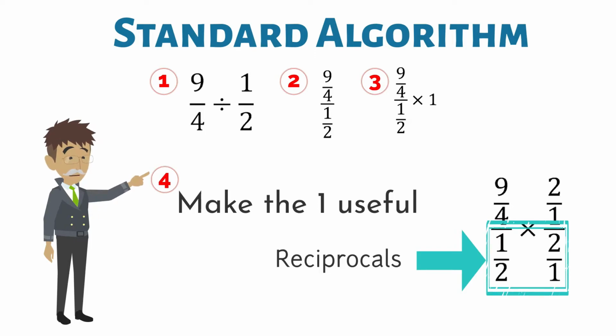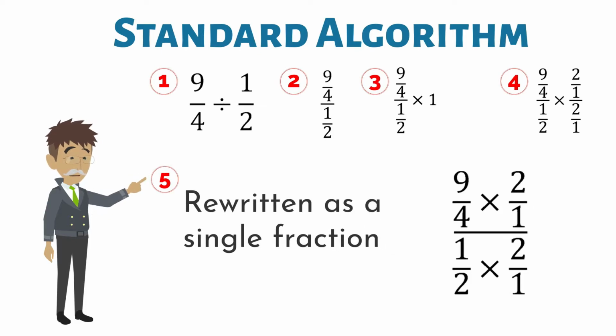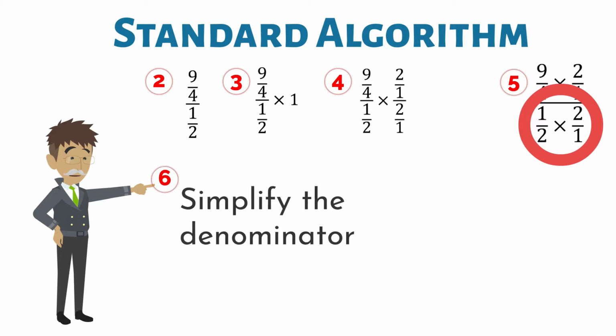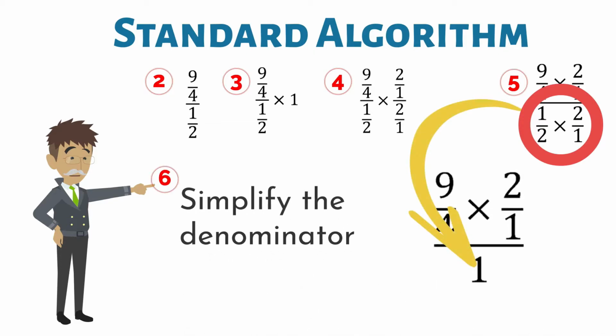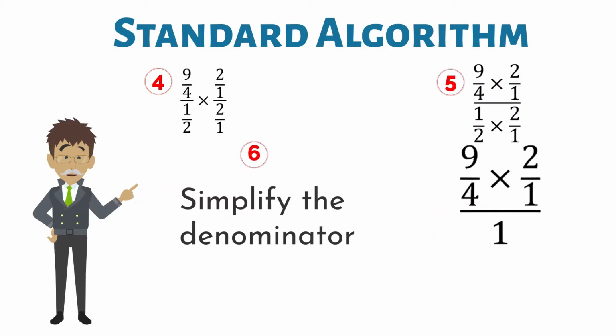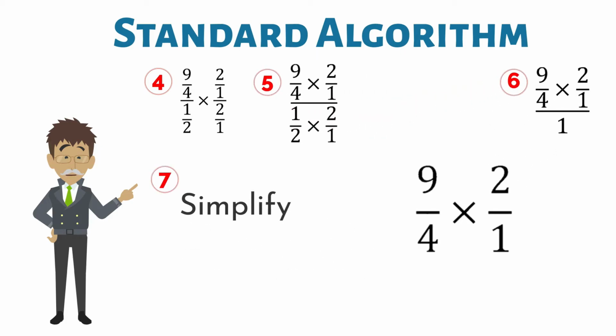When we multiply fractions, we multiply straight across. I will rewrite this as one fraction to show this. If we look at the denominator, we have the fraction 1/2 multiplied by its reciprocal 2 over 1. Any number multiplied by its reciprocal is 1. The overall fraction has a 1 in its denominator. Dividing by 1 does not change the result. Simplifying this fraction gives us 9/4 multiplied by 2 over 1.